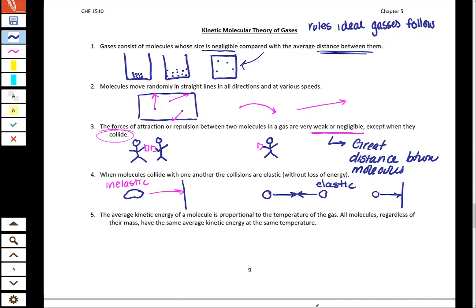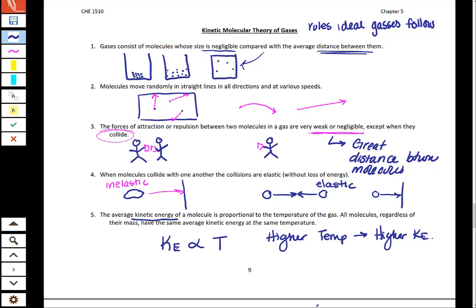And then the final thing in the kinetic molecular theory is that the kinetic energy for the molecule is proportional to the temperature. So what does that mean? It means higher temperature, higher kinetic energy. And remember, kinetic energy is kind of the movement energy, right? So if you have a higher temperature, your molecules are going to be moving faster.